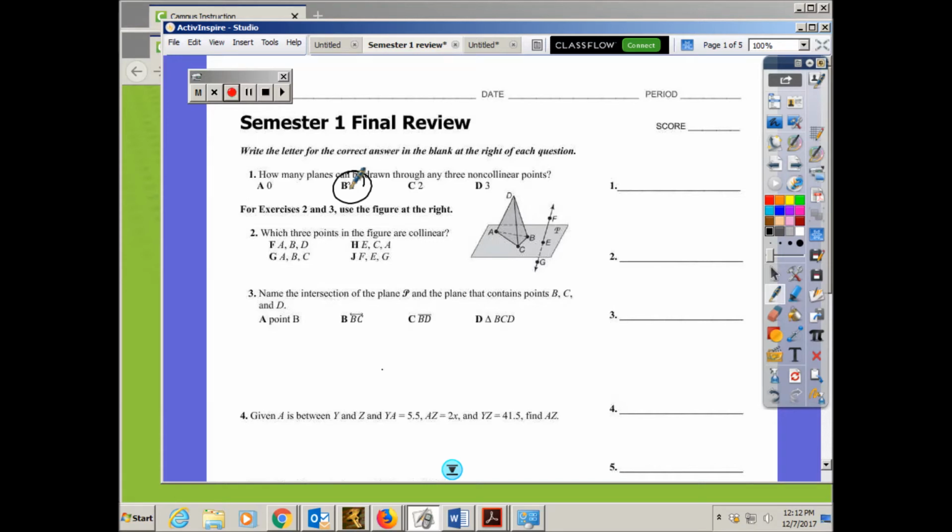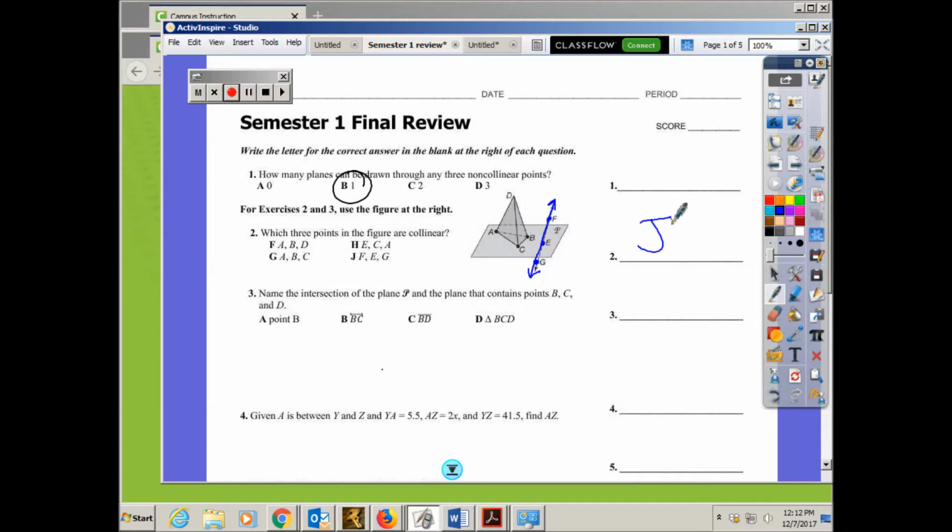Number 2, which 3 points in the figure are collinear? Collinear means the same line. You don't remember what collinear means? You want to write down: same line. F, E, and G are all on the same line. So that's why the answer for number 2 is J.